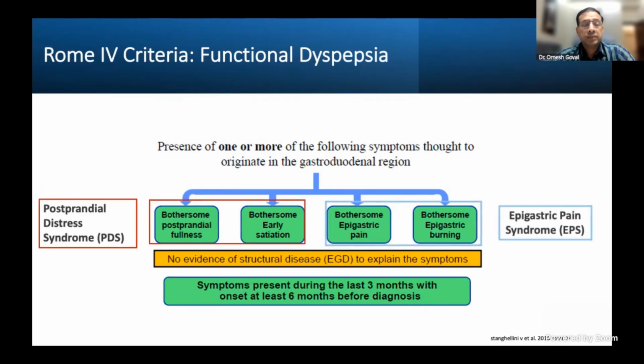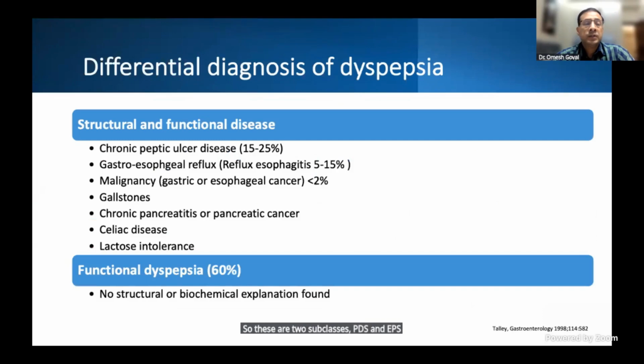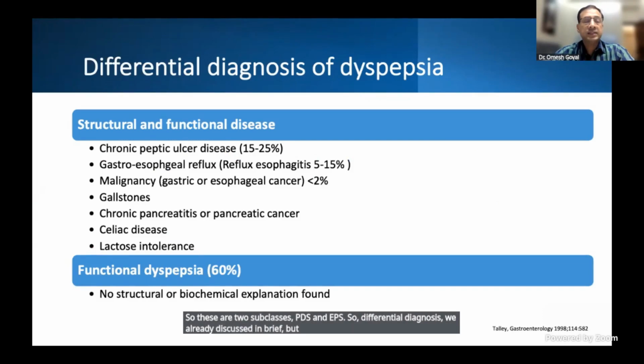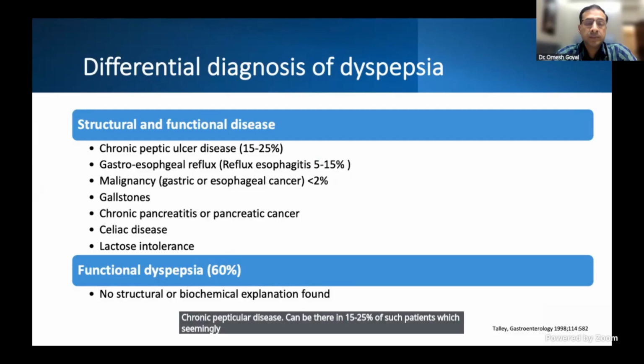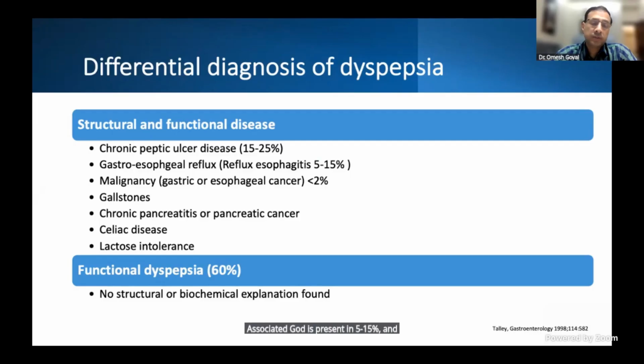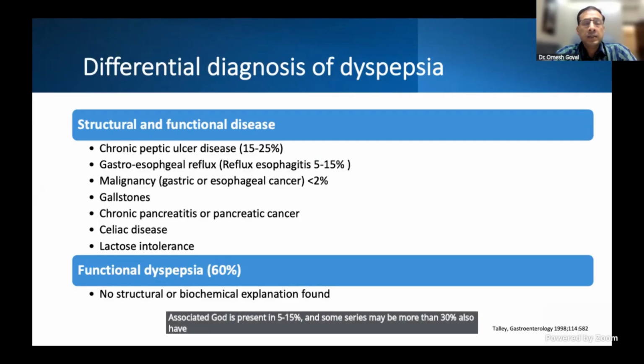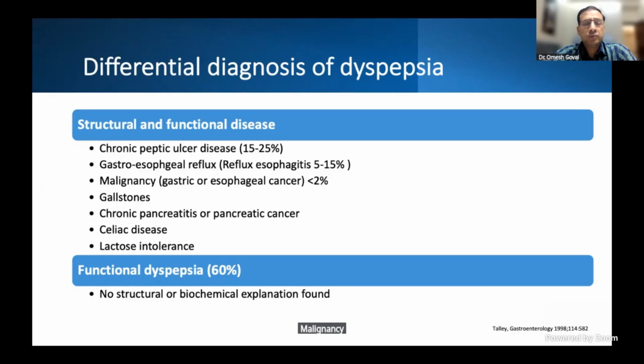So these are two subclasses, PDS and EPS. So differential diagnosis, we already discussed in brief, but if we see the data, chronic peptic ulcer disease can be there in 15-25% of such patients who seemingly have functional dyspepsia. Associated GERD is present in 5 to 15%, and in some series maybe more than 30% also have GERD. Malignancy, just 1 to 2% of patients do have it in some series.